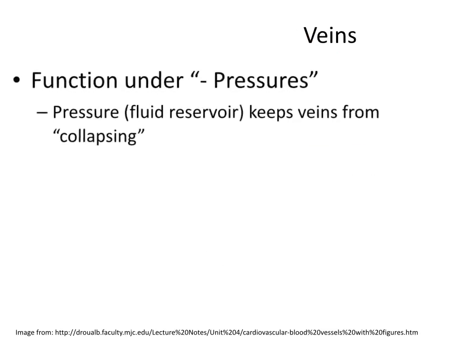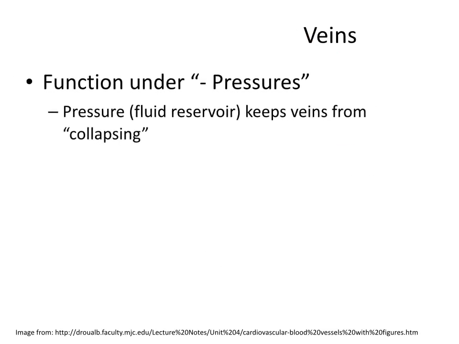The next type of vessel that we have to worry about are the veins. Unlike the arteries, the veins function underneath negative pressure, meaning that the actual vessel itself does not produce pressure onto the fluid, but the fluid is producing pressure back onto the vessel. It's the fluid pressure within the vessel that keeps the vessel from collapsing.